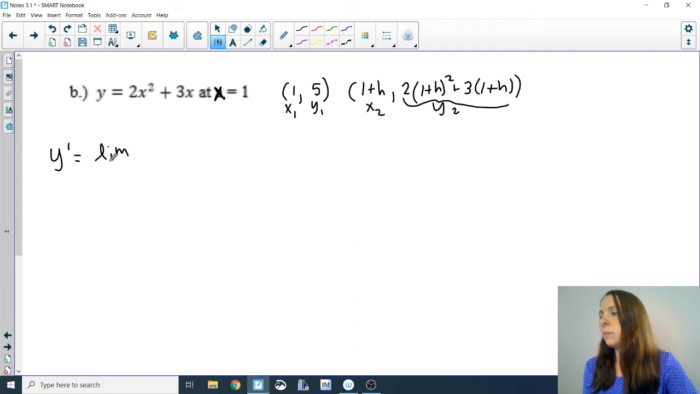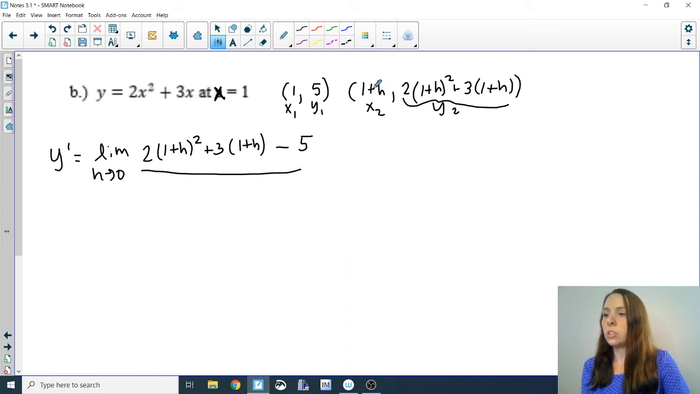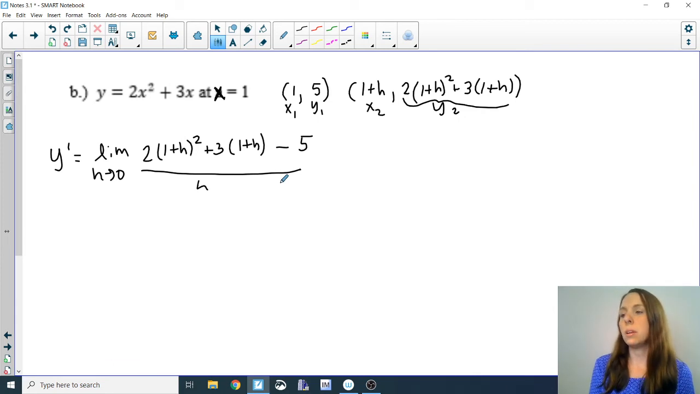Let's try that again. y2 minus y1 over x2 minus x1, which is 1 plus h minus 1, which will just be h. We will just simplify that step right there.